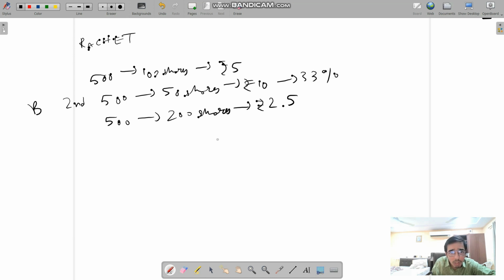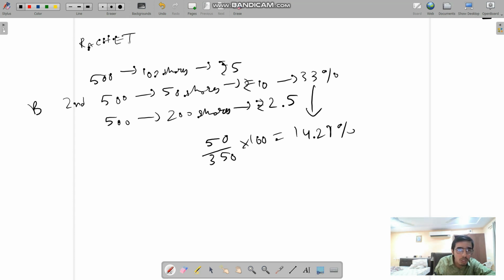After this particular round, their stake will go down to 50 shares divided by 100 plus 50, 150 plus 200, 50 by 350 into 100, which comes to 14.29%. So from 33% to 14.29%, there is a dilution that is taking place. So Ratchet is created so that this dilution does not occur. Okay, it's an anti-dilution provision.